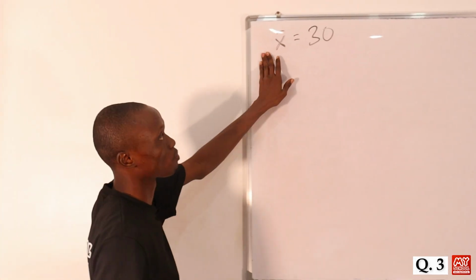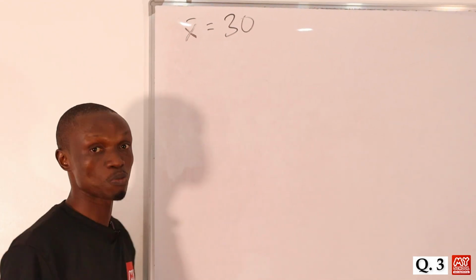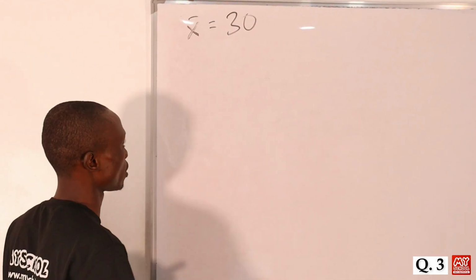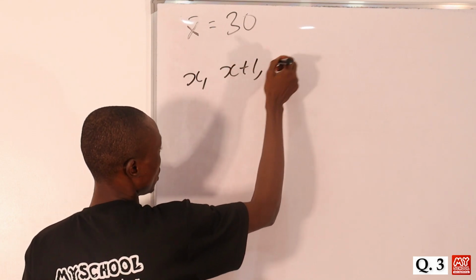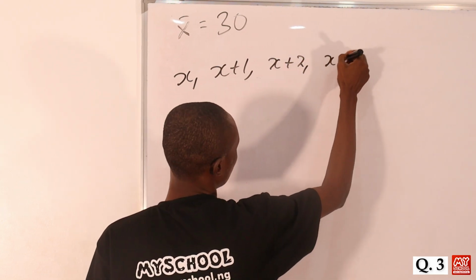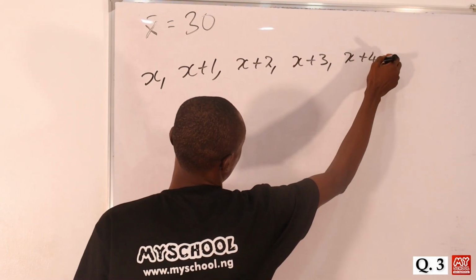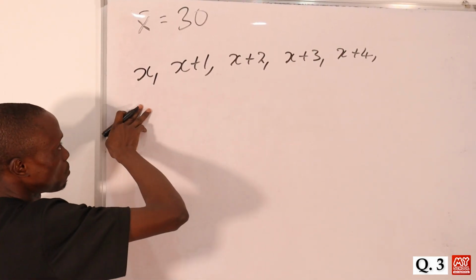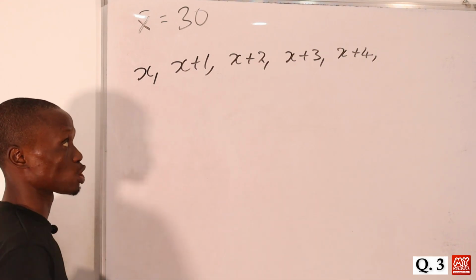The mean of those 5 consecutive integers is 30. Here we are assuming that the integers are positive. The first one will be x, the second one will be x plus 1, the third one will be x plus 2, the fourth one will be x plus 3, and the fifth one will be x plus 4, because they said 5 consecutive integers, meaning that they follow each other naturally.